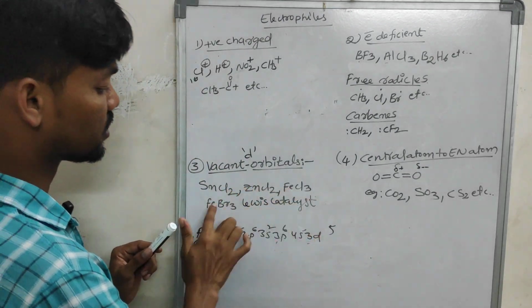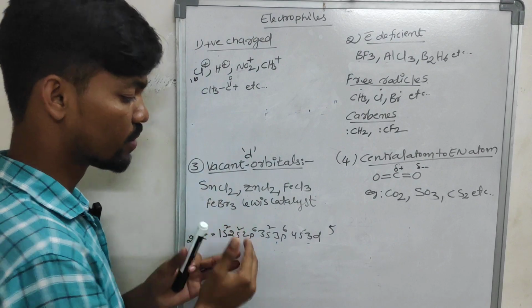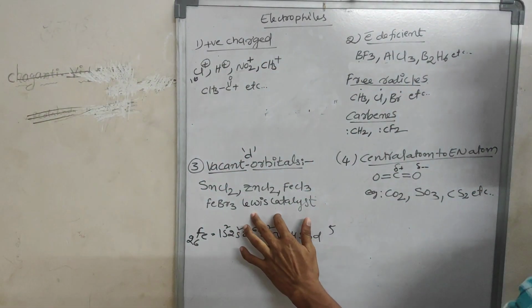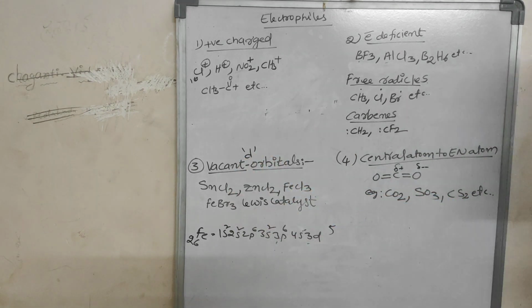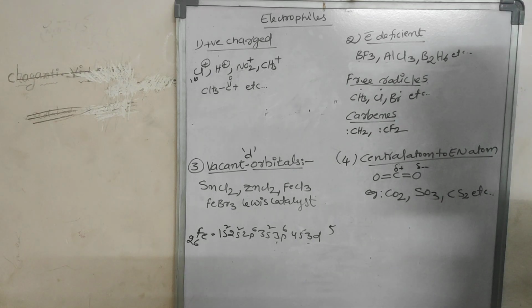SnCl2, ZnCl2, FeCl3, FeBr3, whatever it may be, these are used as Lewis catalysts. The compounds which have vacant d orbitals are used as Lewis catalysts. Lewis means what? Lewis acids will be there, Lewis bases will be there.